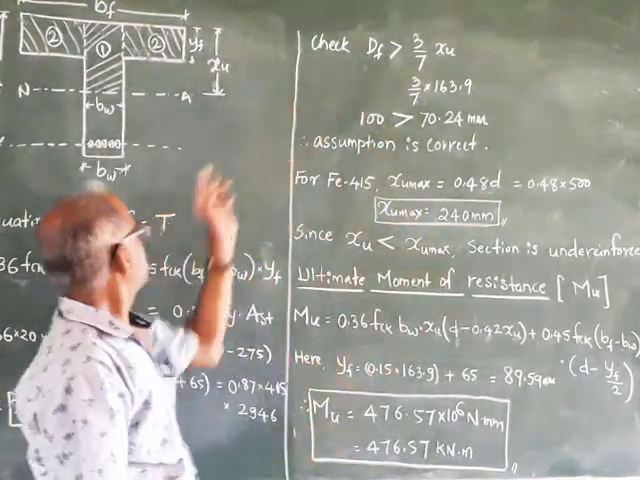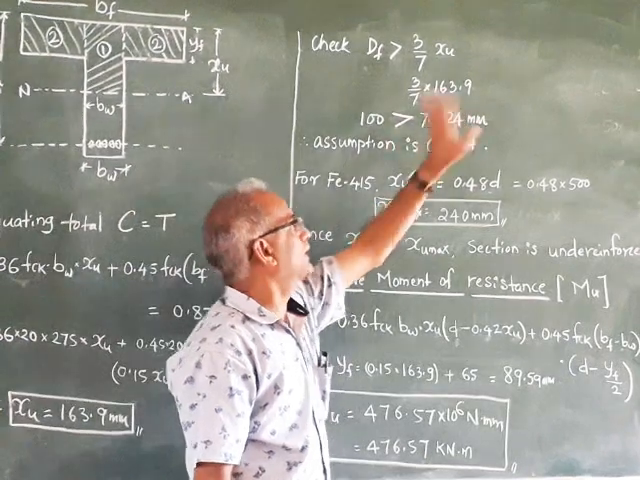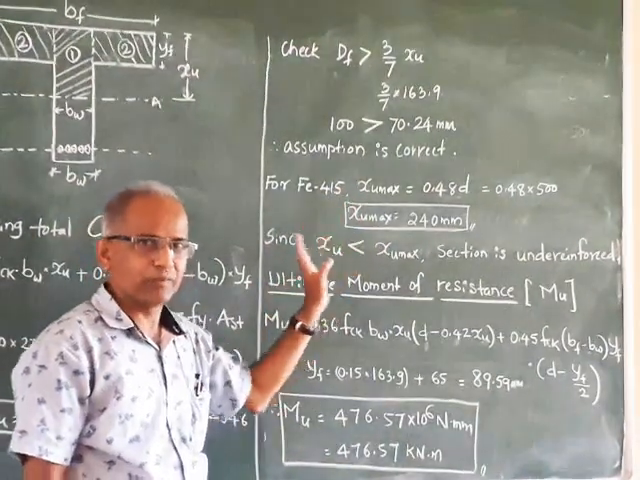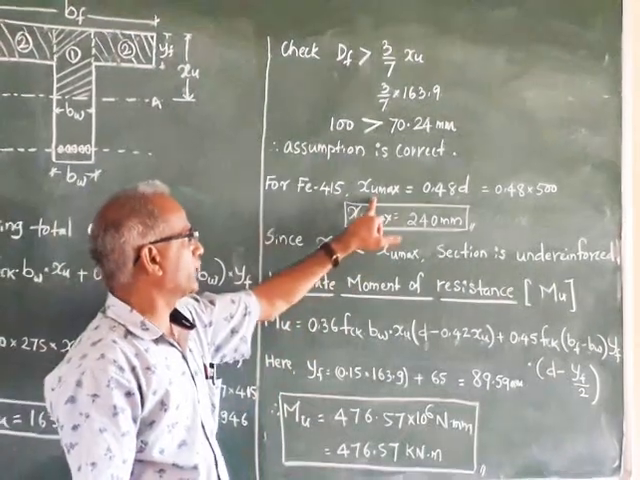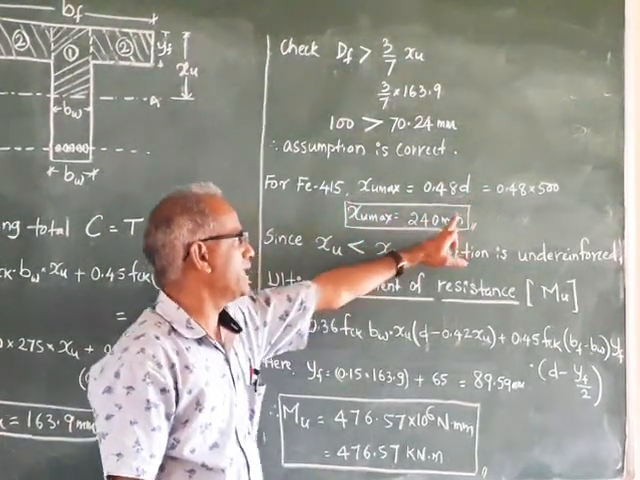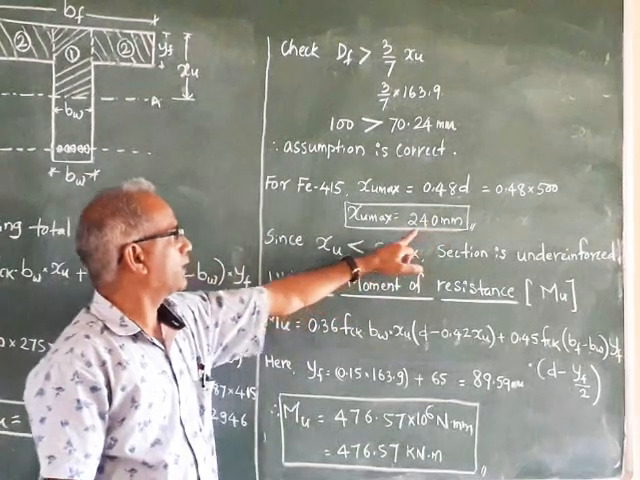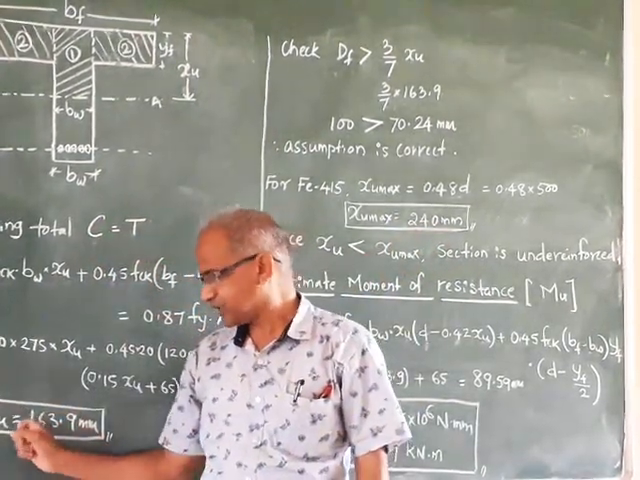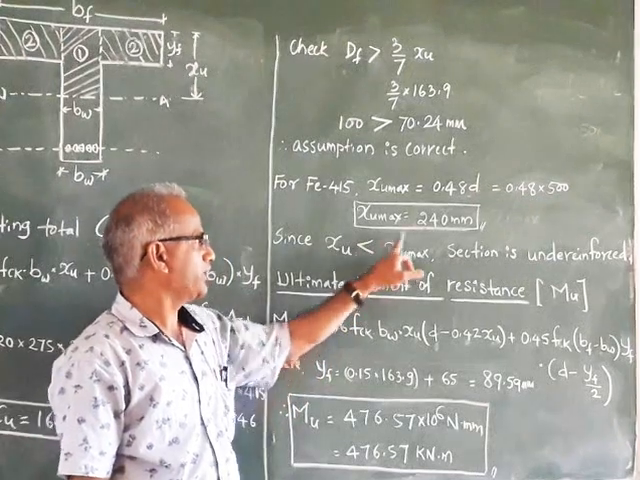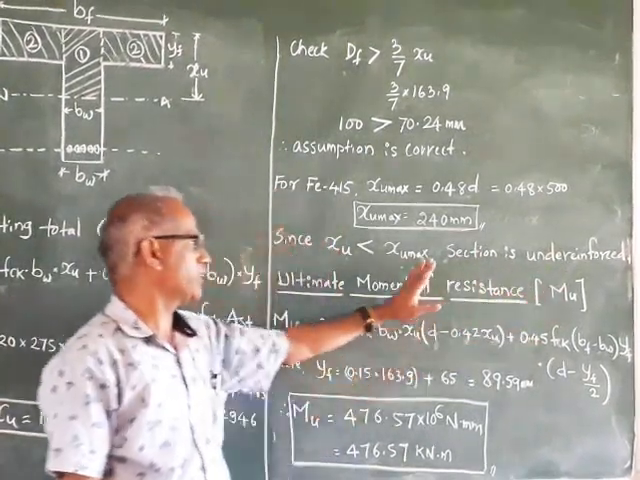One is okay, that is neutral axis XU is greater than DF, and the second condition DF greater than 3 by 7 XU. Now after the two conditions are satisfied, let us check whether this beam is an under reinforced or over reinforced section. For that we are going to calculate XU max. For Fe 415 grade steel, XU max is equal to 0.48 into D. So 0.48 into effective depth 500 mm comes out to 240 mm. Now compare XU and XU max. Is XU less than XU max? Yes, XU is less than XU max. So the section is under reinforced, so this T beam is an under reinforced T beam.